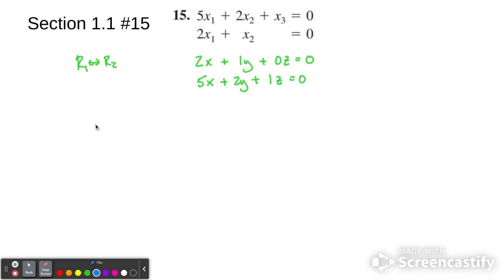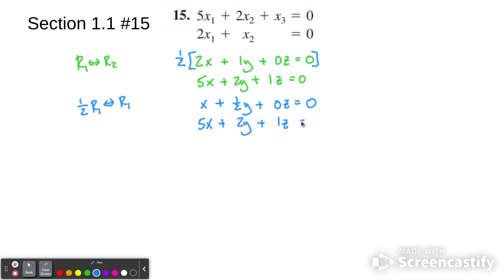All right, next step is that we're going to take half of row 1, and that will become our new row 1. So we're going to take this row and multiply it by 1/2. And so this becomes x plus 1/2 y plus 0z is equal to 0. And we bring down the rest: 5x plus 2y plus 1z is 0.